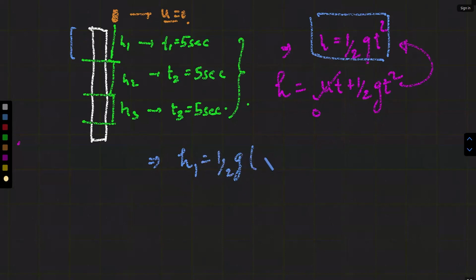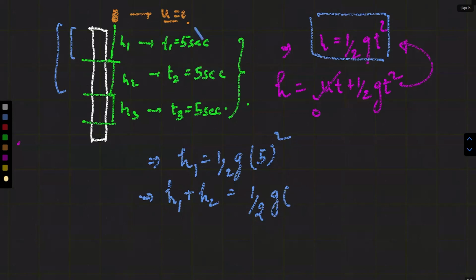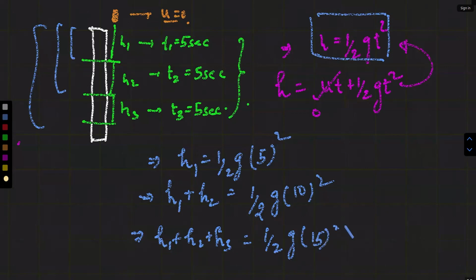What is the time taken to travel h1? It is 5 square. Now for h1 plus h2, this total height, the time is half g into, what was the time initially? 5 seconds. Then the next h2 is 5, so 5 plus 5, that is 10. That is why I had written 10 here. Now h1 plus h2 plus h3, we are talking about this height. This is half g into 15 square.